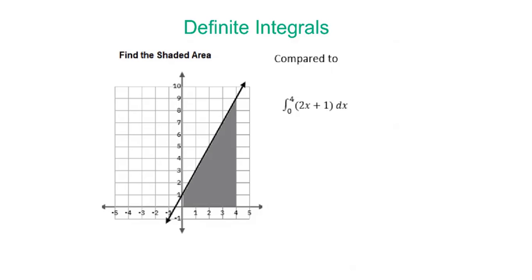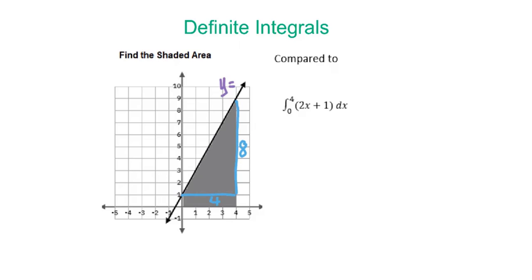Today's lesson is about definite integrals. First of all, let's do this problem. Find the shaded area. Let's work out this linear function. Y equals slope: from here go here, that's rise over run. Here is 8.